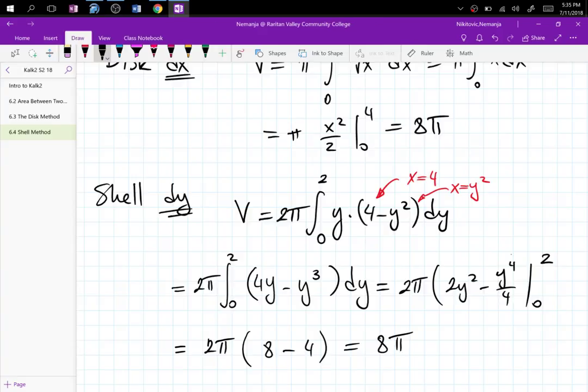There we go. It's the same answer. It has to be the same answer because we just used a different method to solve the same situation. That's the beauty of math. All of the answers have to match.